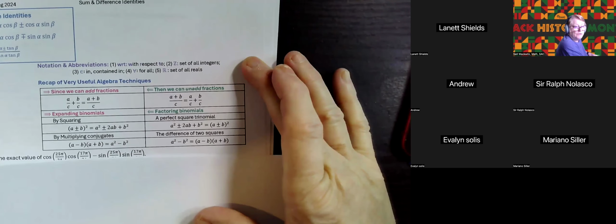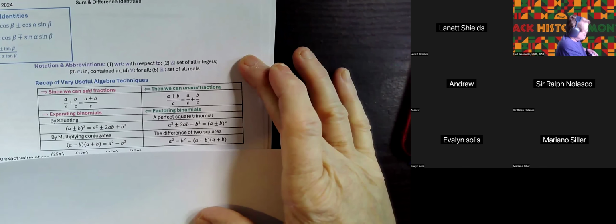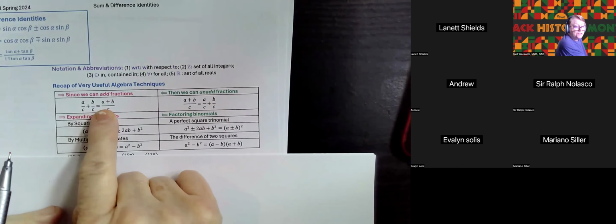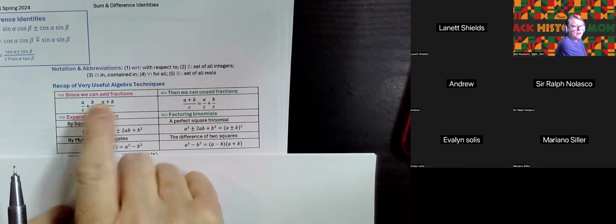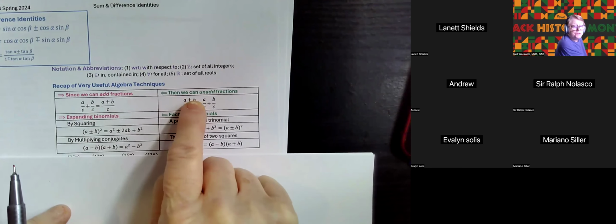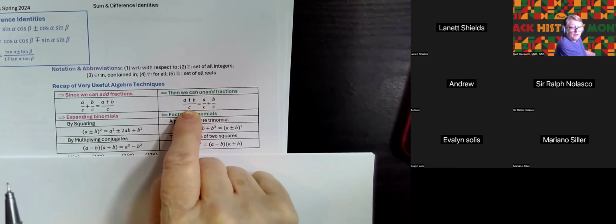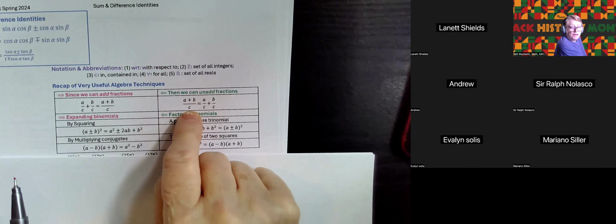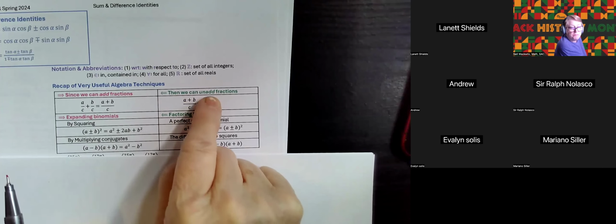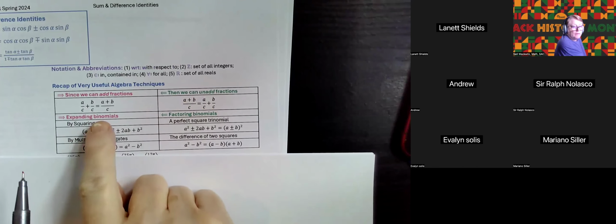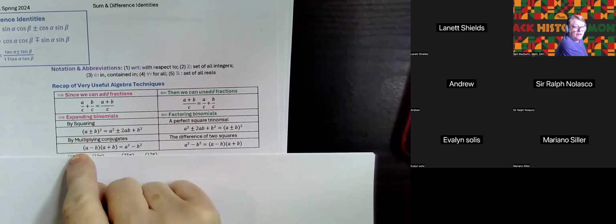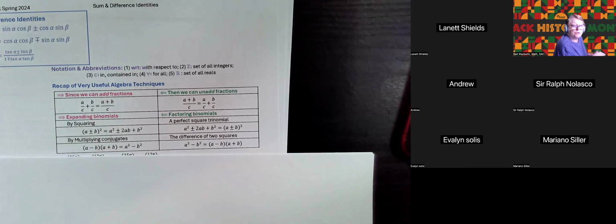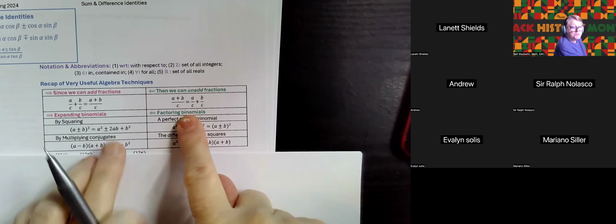And then we've got some processes that we think of, but we don't always think of their reverse. So if we can add 2 fractions that have a common denominator, then if we've got the sum of 2 things in the numerator and 1 denominator, we can unadd. We can write A plus B all divided by C as A over C plus B over C. Squaring and multiplying conjugates, that's expanding a binomial. Binomial means 2 terms. Factoring is the opposite of expanding.